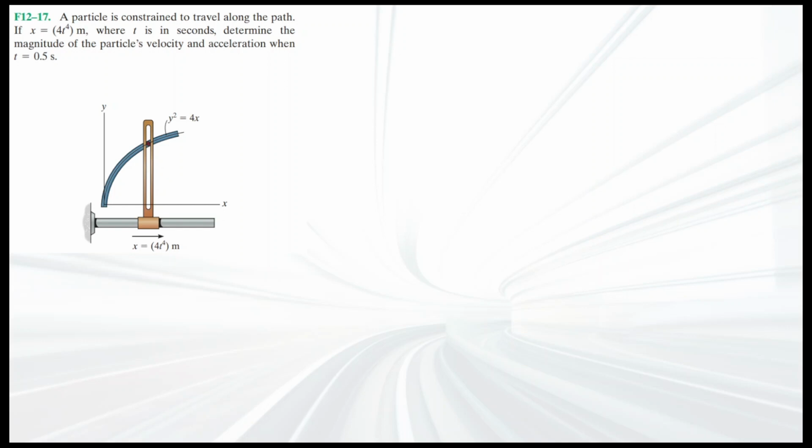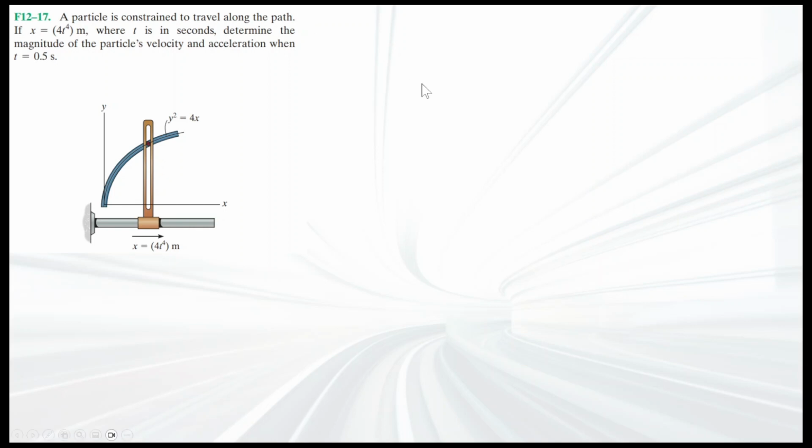So here we have a particle and it's constrained to travel along the path. So this is the path, a very curvilinear path. We're given the equation of the line here, so if x is 4t to the 4th meters, where t is in seconds, determine the magnitude. So we're being asked here the magnitude of the particle's velocity and acceleration. So we're being asked the two requirements. So the magnitude of the particle's velocity and the acceleration.